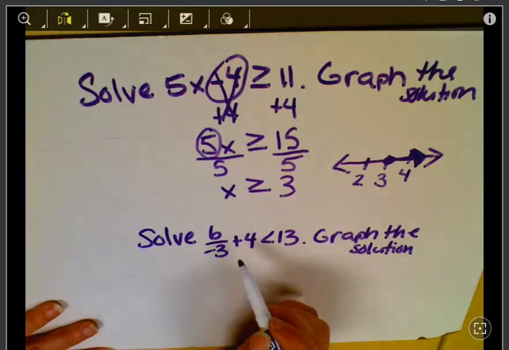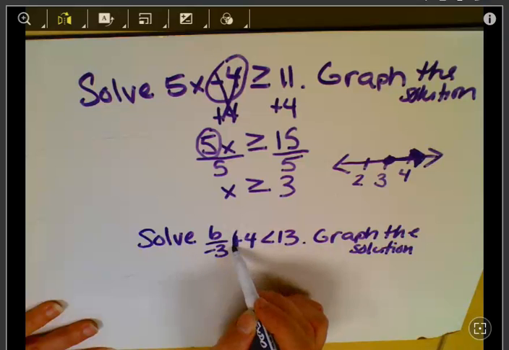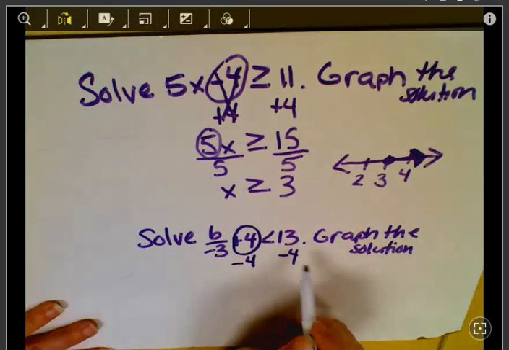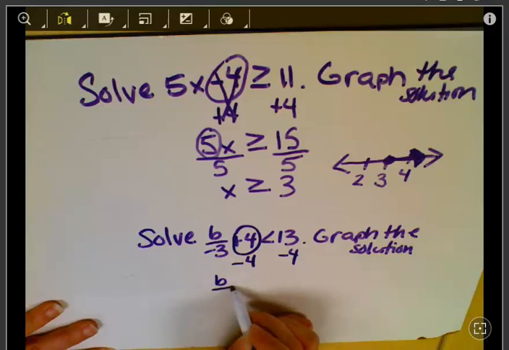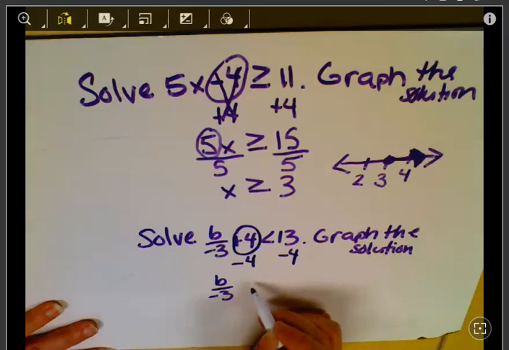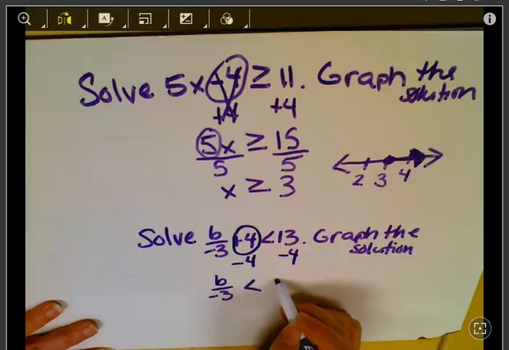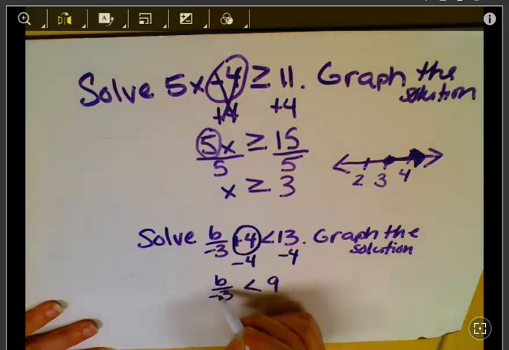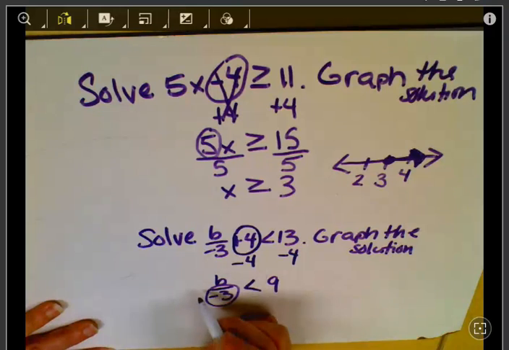This one is going to be, let's take away the adding of 4, which means I'll subtract 4, which means I have b over negative 3 is less than 13 minus 4, or 9. At this point, in order to get rid of this, I have to undo dividing by negative 3. So I'm going to multiply by negative 3.